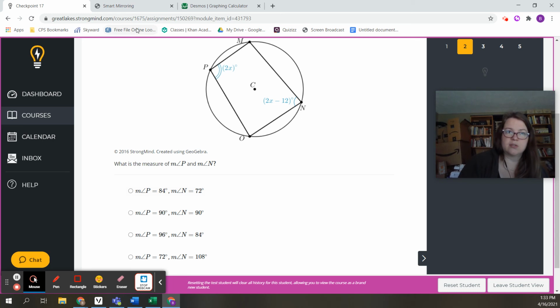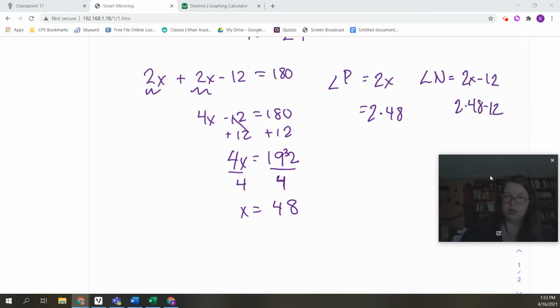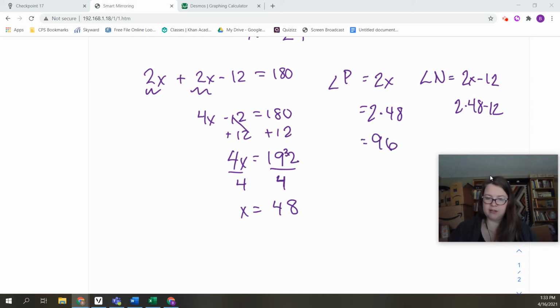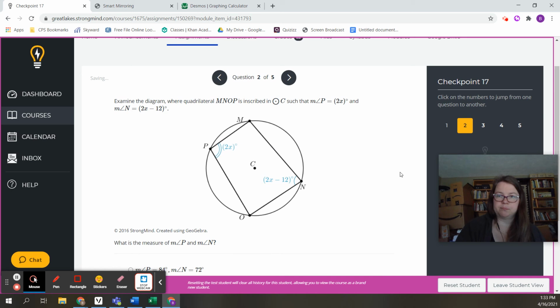So let me show you what I wrote down. So P is 2 times 48. 2 multiplied by 48 is 96. And then this would be 96 subtract 12, which would be 84. So 96 and 84 is what we want. P is 96, N is 84. There we go.